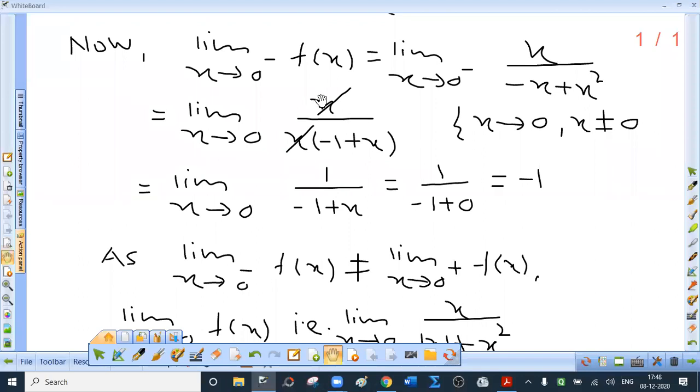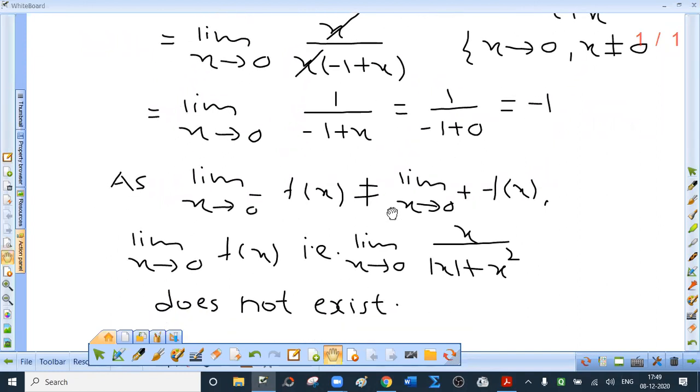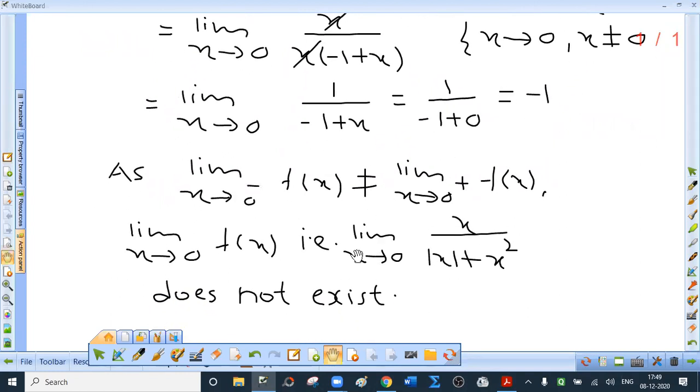Now limit x tends to 0 minus f(x) is limit x tends to 0 minus x upon, what is mod x if x is negative? Minus x plus x square as it is. Take x common from the denominator, cancel it. Take the limit now. So what is the left hand limit? Minus 1. As limit x tends to 0 minus is not the same as limit x tends to 0 plus, this limit does not exist.